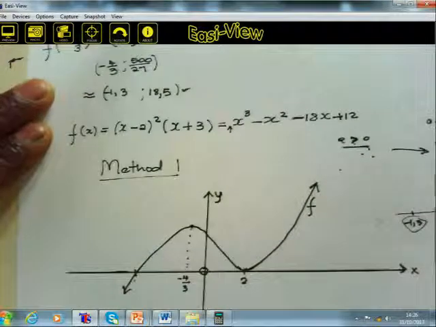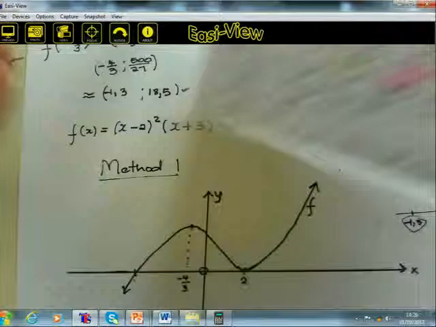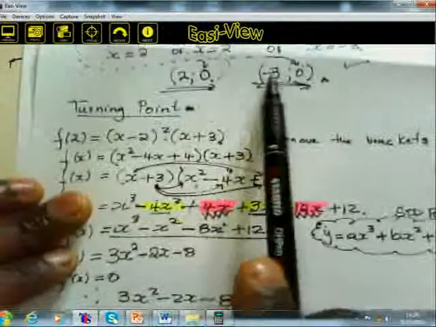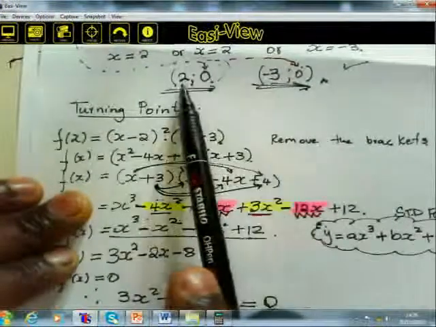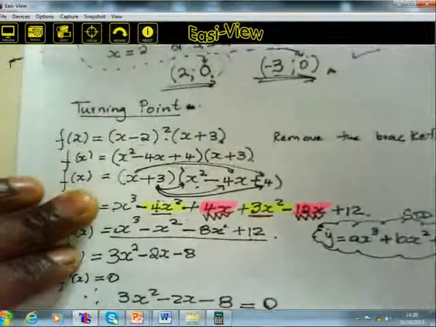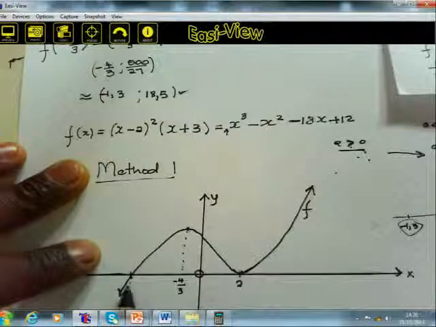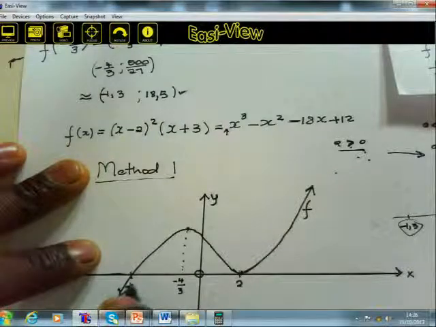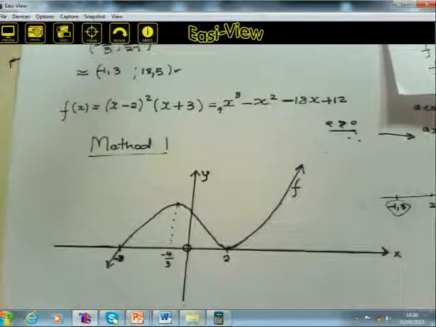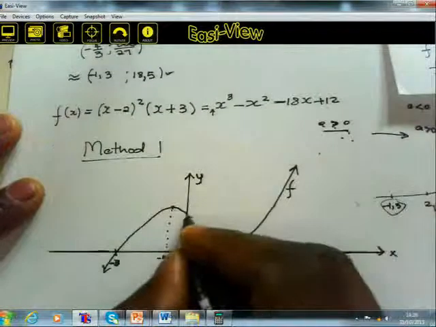Do you remember this one? Let's go back and check. Negative 3 and 2. See that? It is negative 3 and 2. So if 2 is here, this one will become negative 3. Nice. Doesn't it look nice? Okay. I hope you are actually coping there.